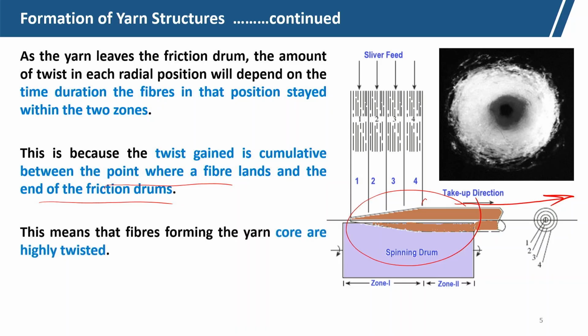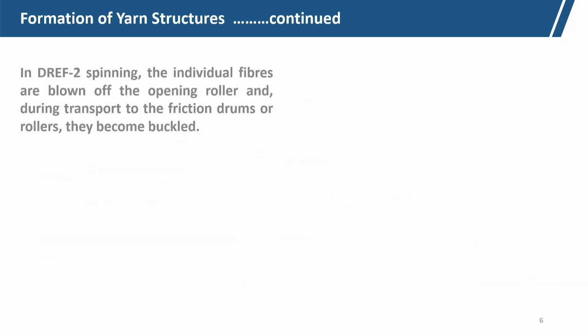This means that the fibers forming the yarn core are highly twisted. So, here at the core, these are actually the core fibers from the one sliver, which is staying on the yarn surface for a longer time.